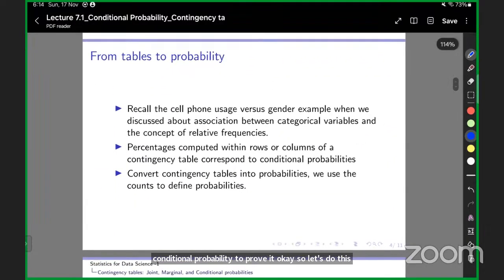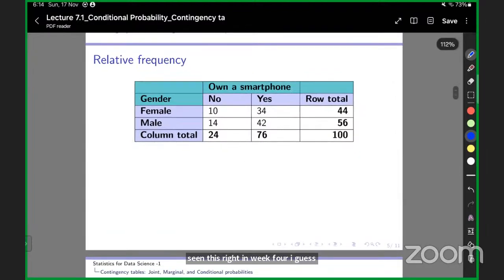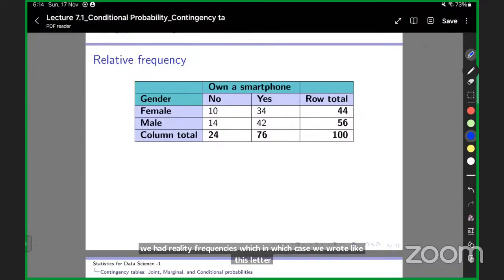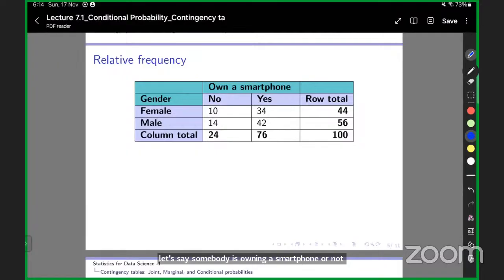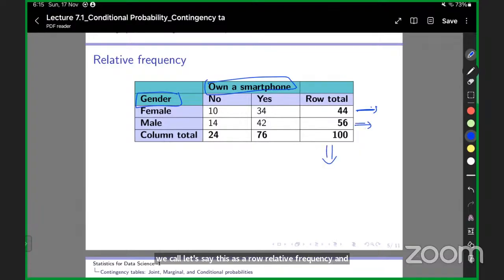So you would have seen this in week 4, I guess, where we had relative frequencies, in which case we wrote it like this. Let's say somebody is owning a smartphone or not. This is from the survey. And what is their gender? So gender is written here, and owning a smartphone is here. Based on that, we divided our data like this. So this is relative frequency, and we call this the row relative frequency, and these are called column relative frequencies.